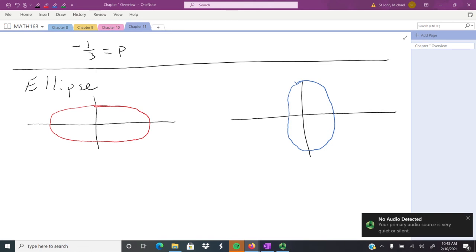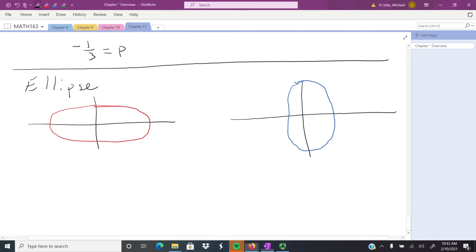So we're going to go through this. My equation, first off, for the one where the major axis is on the x, is going to be in this form: x squared over a squared plus y squared over b squared is equal to 1. And here the major axis is horizontal.